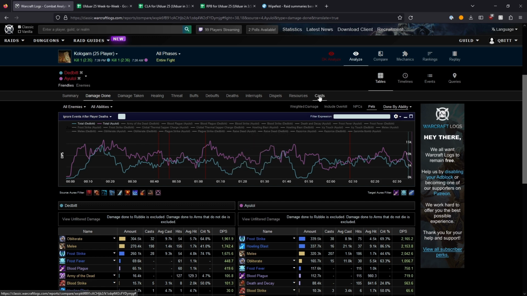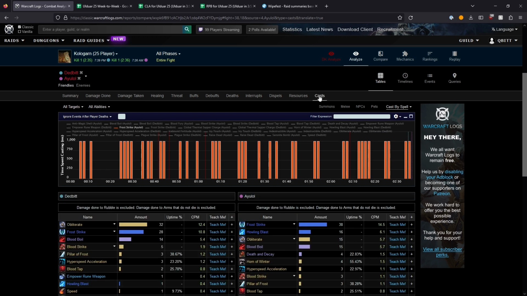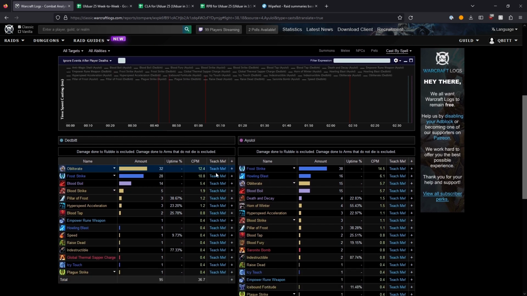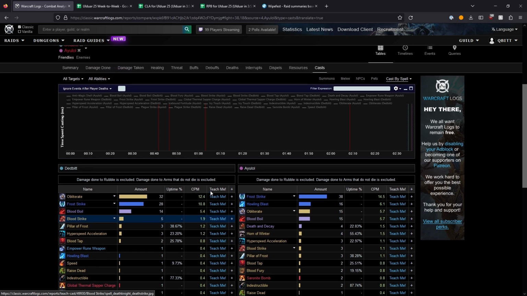The next place I want to go is Casts. Again, we ignored this individually, but it's fantastic when you're doing a comparison. I'm going to uncheck this one item, and we'll get to this in a minute. So this is showing pretty much the same information we were just looking at, but what I can do up here in the chart is select certain abilities and see when he's doing something compared to when I'm doing something. So a big thing is to find Frost Pillar.